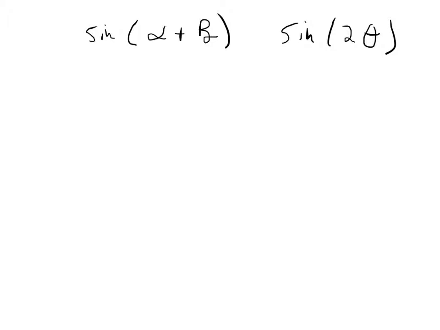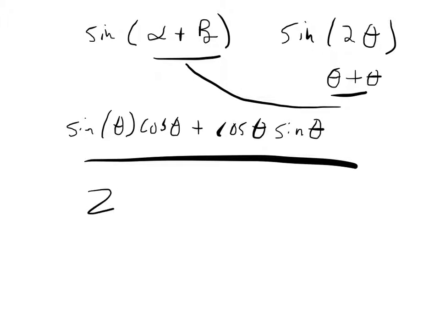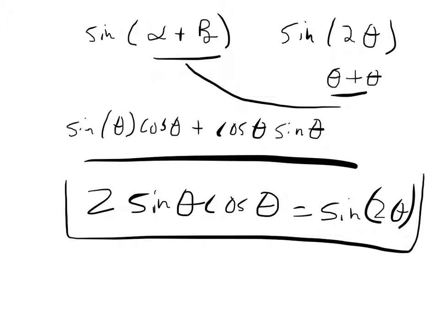So we do have a formula for the sine of alpha plus beta. If we look at the sine of 2 theta, we could simply think about that 2 theta as theta plus theta and plug that in for alpha and beta. So I get sine theta cosine theta plus cosine theta sine theta. Simplifying that, I get 2 sine theta cosine theta. That's my formula for the sine of 2 theta, and note there's only one formula for it.